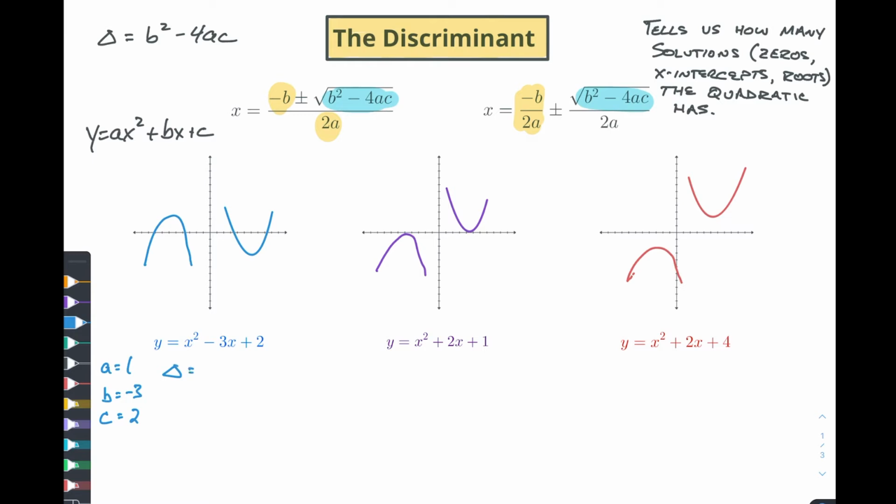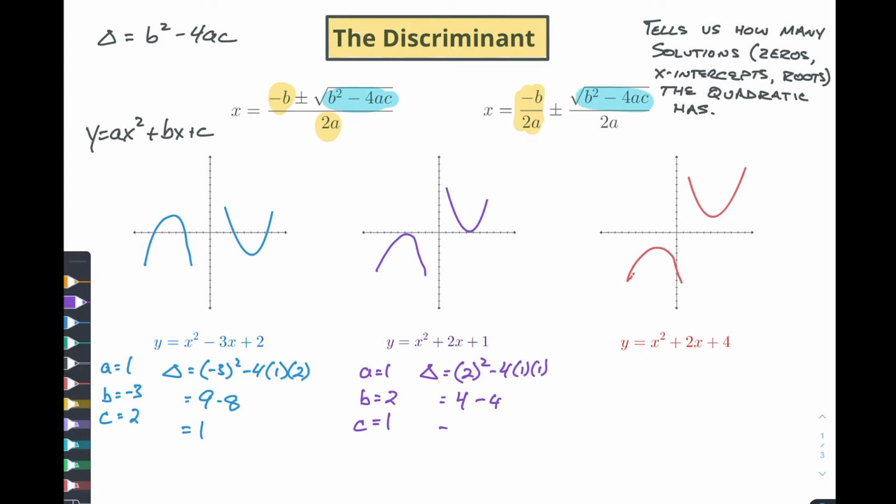As we drop this into the discriminant, we can see -3 squared minus 4 times a, which is 1, times c, which is 2. That's going to be 9 minus 4 times 1 times 2, that's 8. So 9 minus 8 is going to equal 1. Now let's see what we get when we do the same thing with our middle graph, the purple graph. Here we can see that a is equal to 1, b is equal to 2, and c is equal to 1. So our discriminant here is b squared, 2 squared, minus 4 times 1 times 1. So we're going to end up with 4 minus 4.